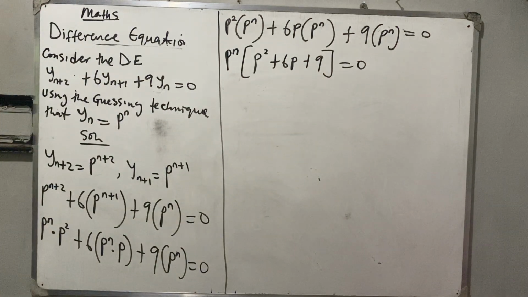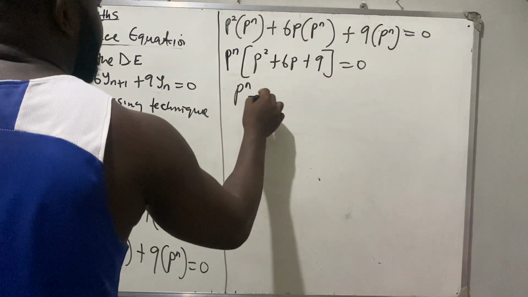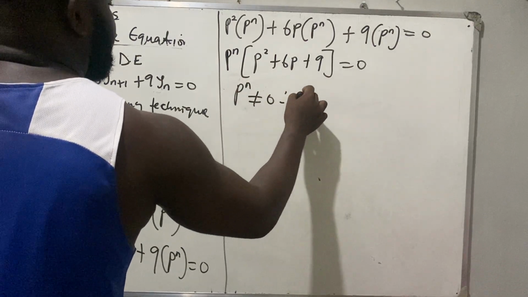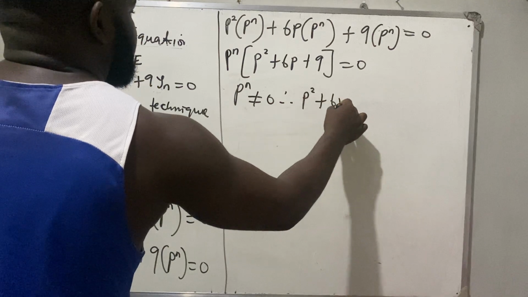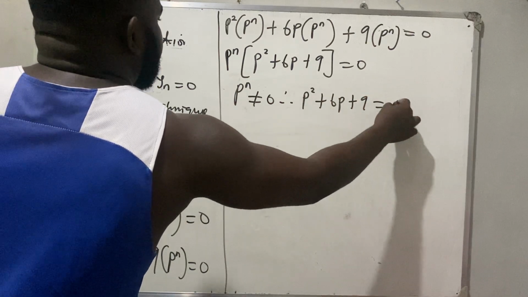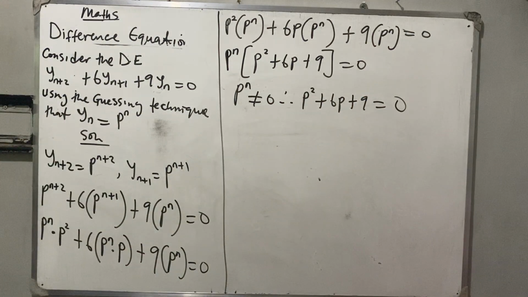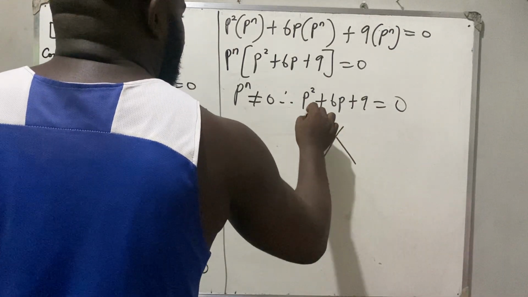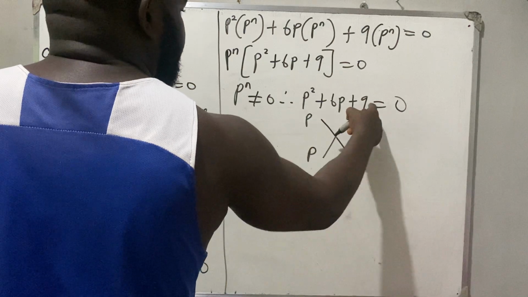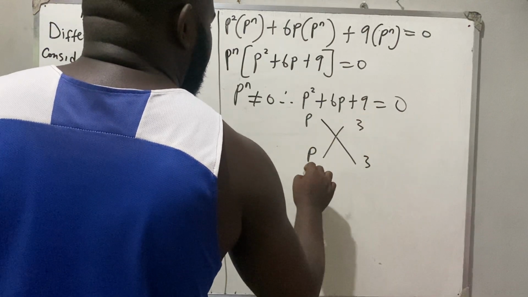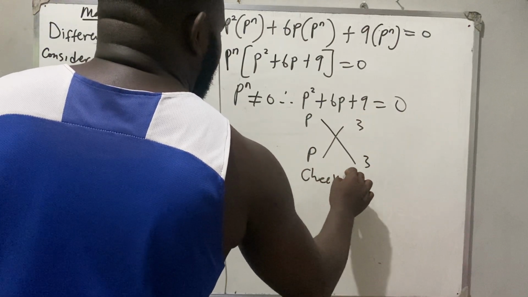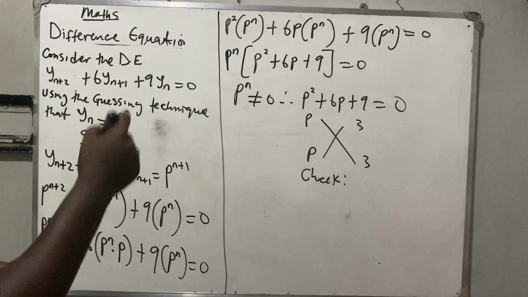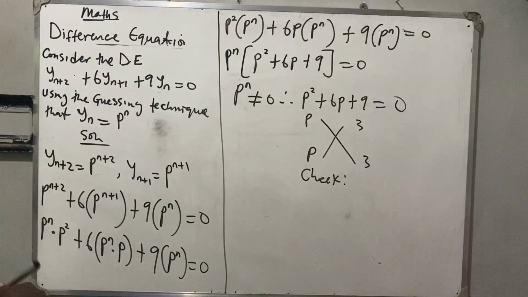When the product of two things is 0, automatically one of them must be 0. And we know that p^n is not equal to 0. So therefore, p squared plus 6p plus 9 will be equal to 0. This is factorizable. We can factorize it by using the shortest method of factorization, sharing this into 3 and 3 and checking if it is correct. You can watch my video on factorization if you don't understand this method, or use any method of quadratic equation you like.